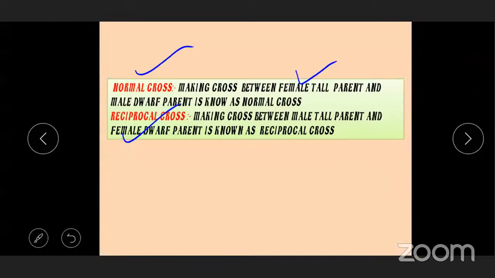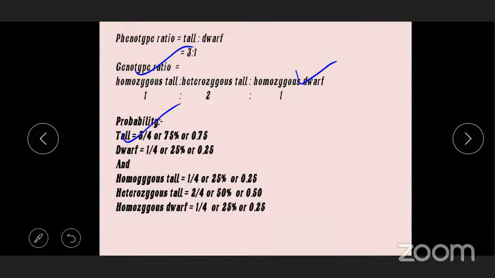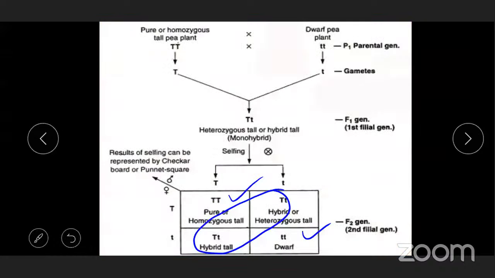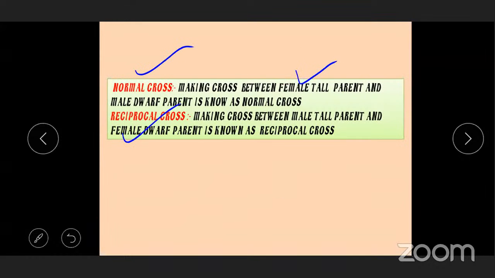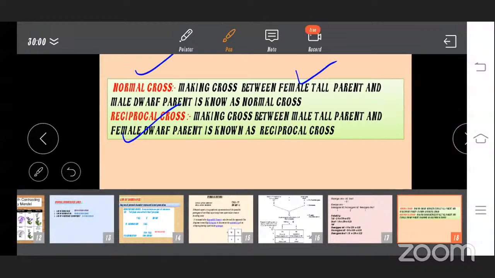If we cross in the opposite direction, making a cross between the male tall parent and the female dwarf parent, it is known as a reciprocal cross. What is a reciprocal cross? Making a cross between a male tall parent and a female dwarf parent is known as a reciprocal cross. We take the tall plant as the male parent and the dwarf plant as the female parent. If we cross between them, that is known as a reciprocal cross. So this is about normal cross and reciprocal cross.